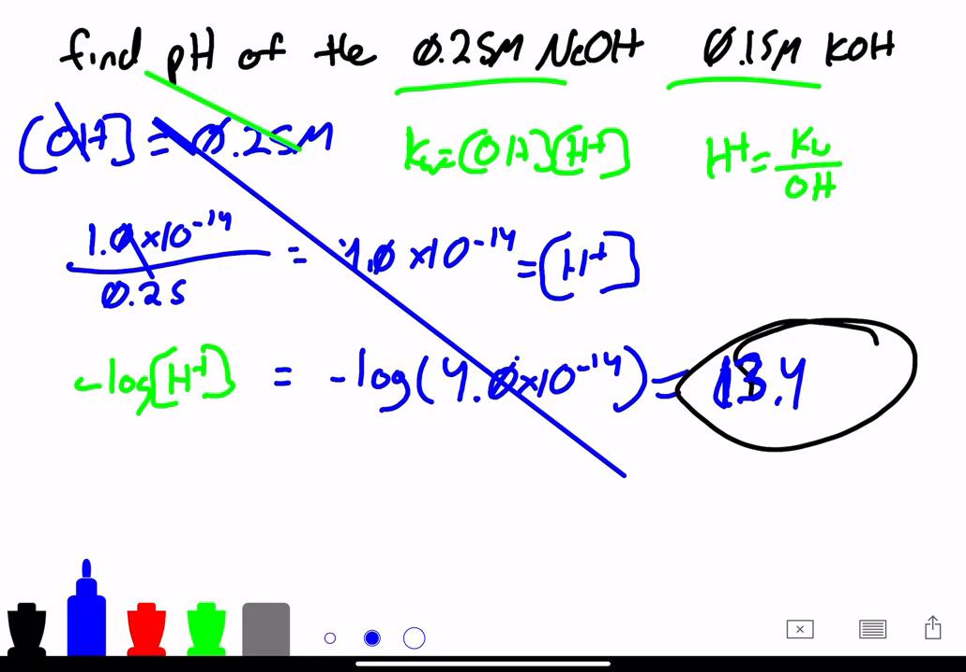I'm sorry about these lines appearing. I don't know why that keeps happening.